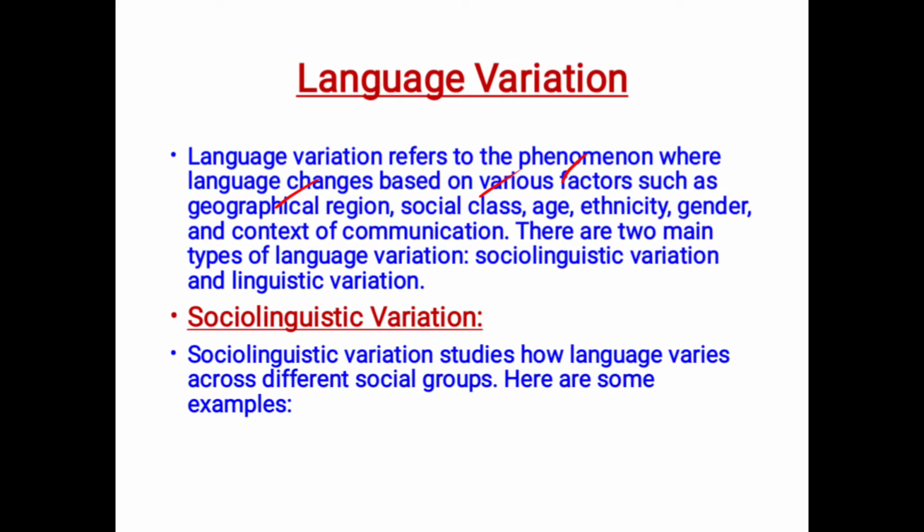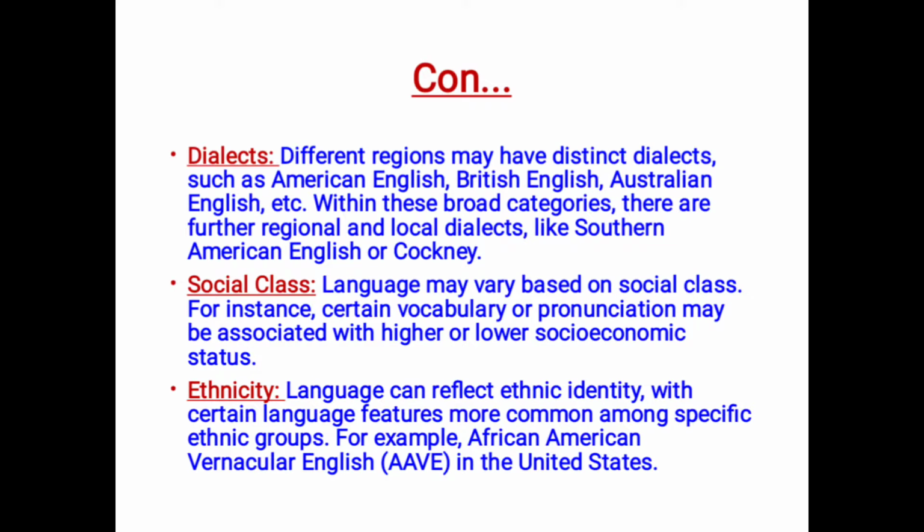There are two main types of language variation: sociolinguistic variation and linguistic variation. Now the first one we are having is sociolinguistic variation. Sociolinguistic variation studies how language varies across different social groups. It means it's all about society, it's all about social groups. The word social means like society. Here are some examples. The first example we are having is dialects. Okay, don't confuse it.